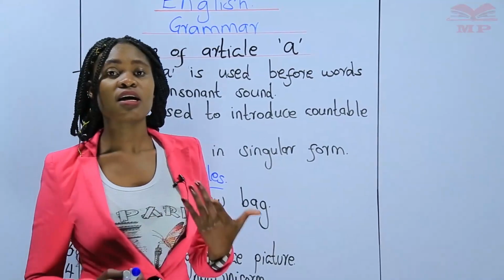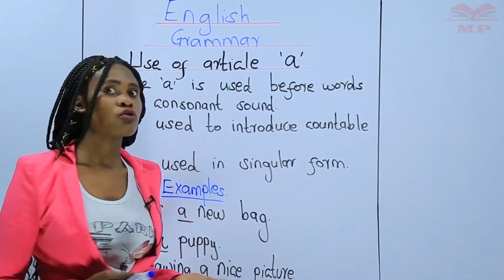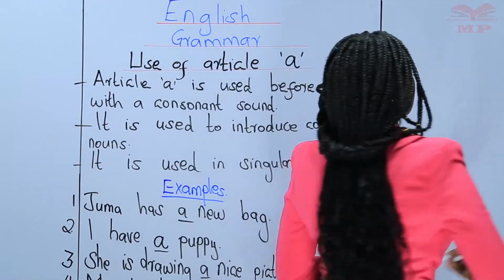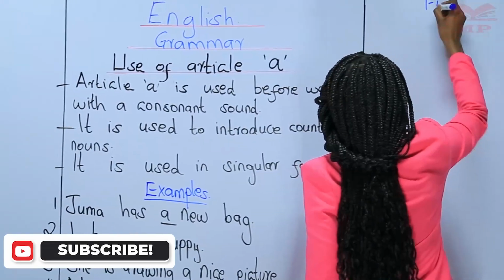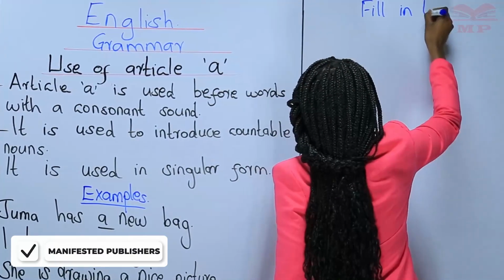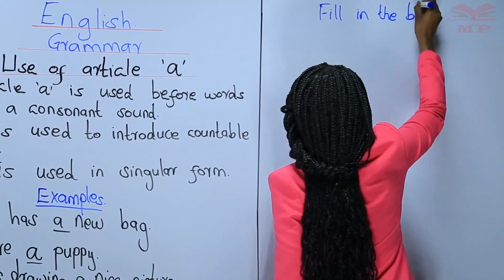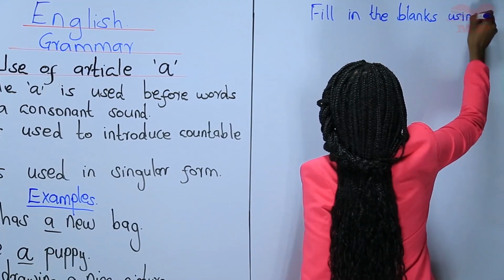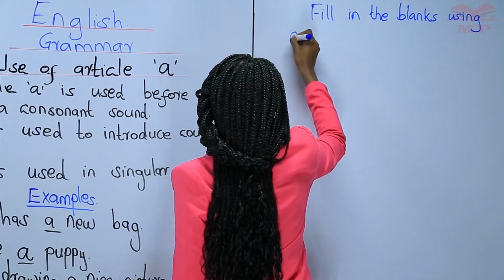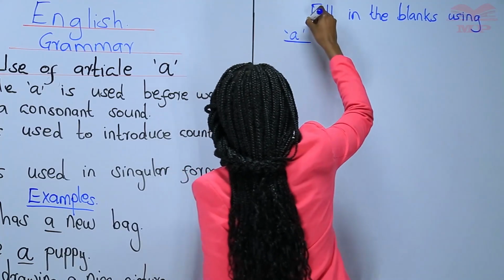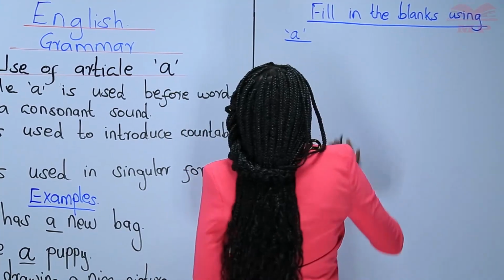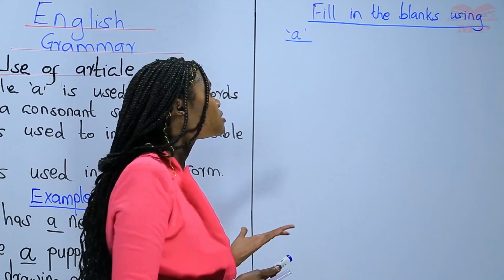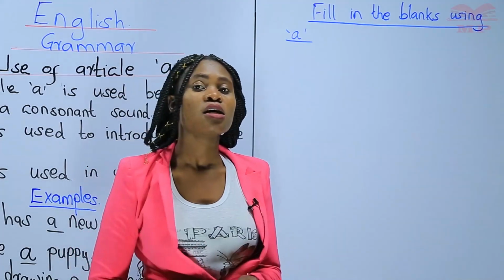So let's look at the assignments I gave you during the previous lesson, where you are required to fill in the blanks using article a. So the instructions were very simple. We are only supposed to fill in the blanks using a. Very simple and easy instructions to follow.